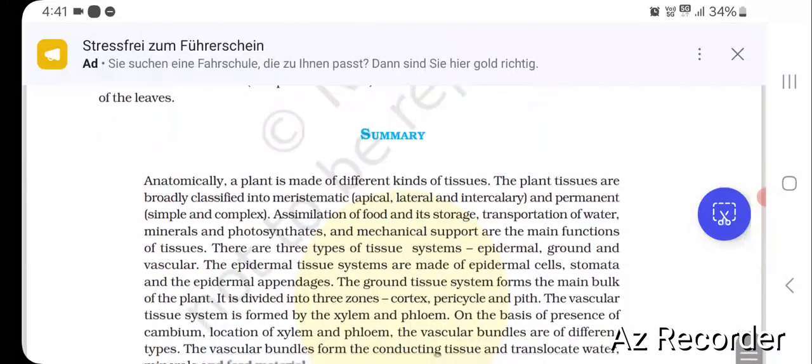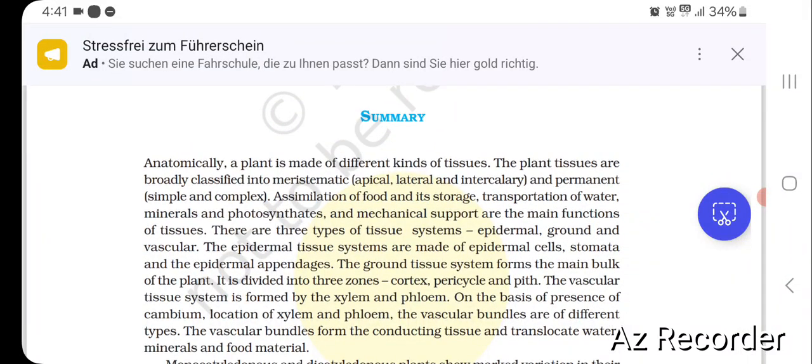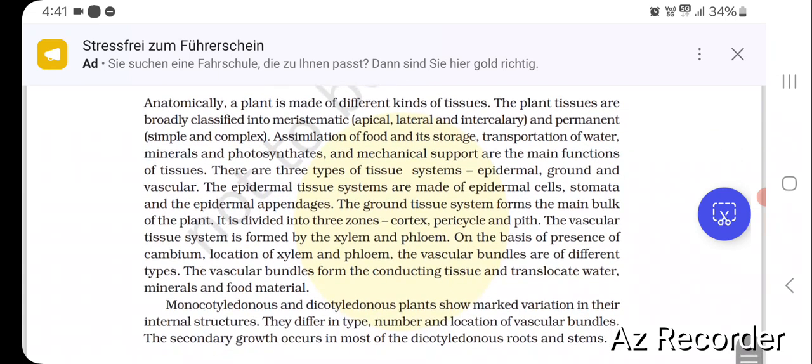Now let's read the summary. Anatomically, a plant is made up of different kinds of tissues. The plant tissues are broadly classified into meristematic, apical, lateral and intercalary, and permanent, simple and complex. Assimilation of food and storage, transportation of water and minerals, photosynthesis, and mechanical support are the main functions of tissues. There are three types of tissue systems: epidermal, ground, and vascular. The epidermal tissue system is made up of epidermal cells, stomata, and the epidermal appendages.